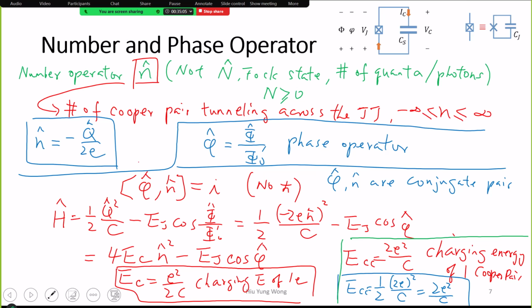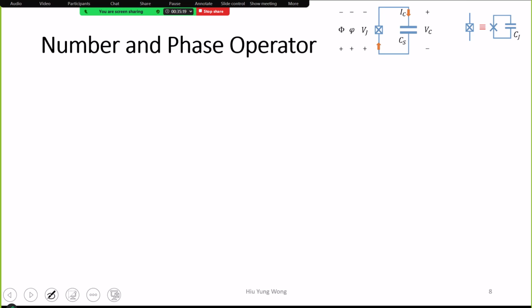So what we have done so far is we come up with the Hamiltonian in quantum form for what we call the Cooper pair box. Okay. So now we want to solve it, right? Let's first understand it.